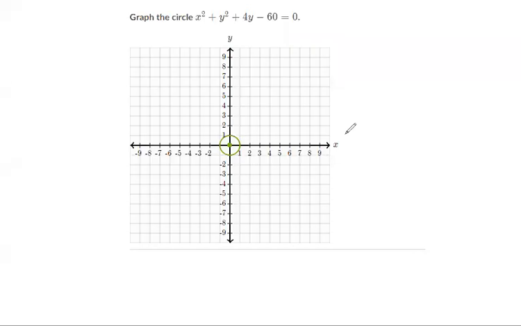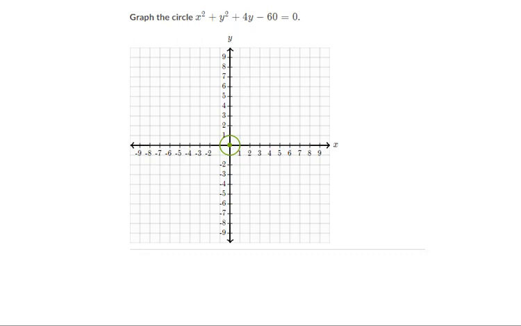Hey everyone, so this is another video on graphing circles using the expanded form. We have the expanded form of the equation of the circle, and we would like to graph it. To graph it, we need to find the center and the radius as well, which is why we are going to complete the square. So let's go ahead and do that.